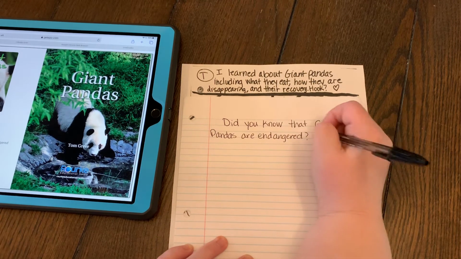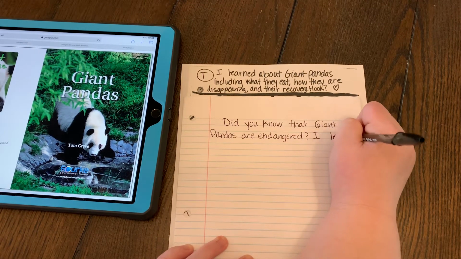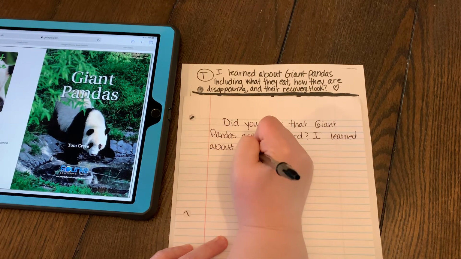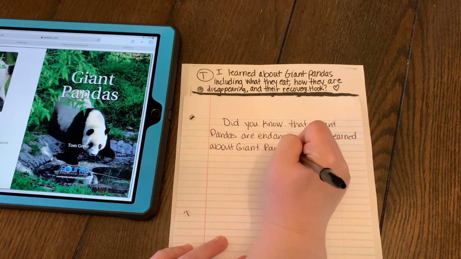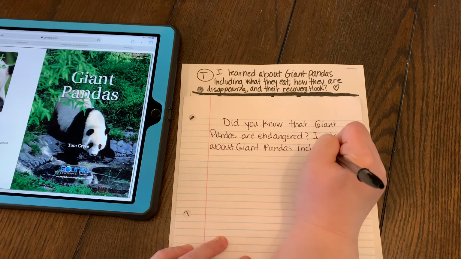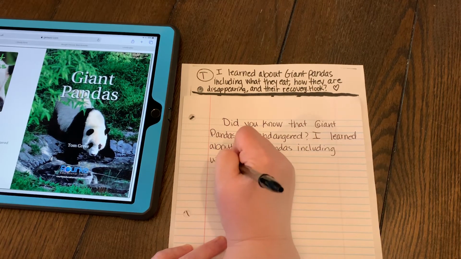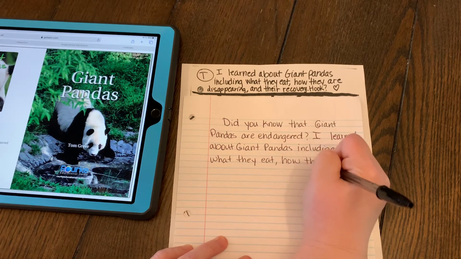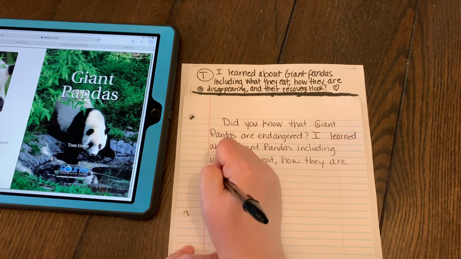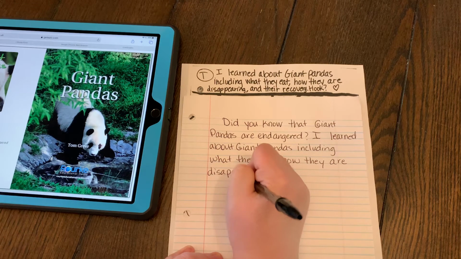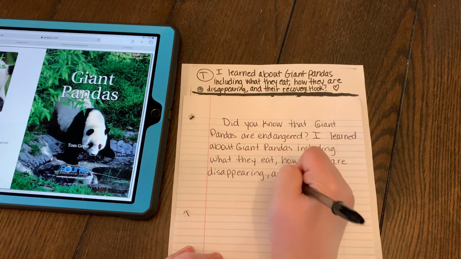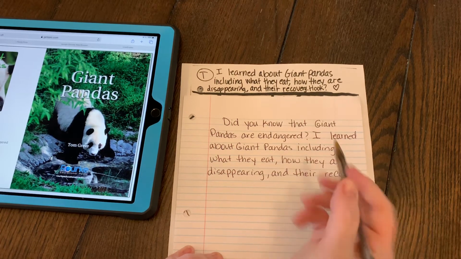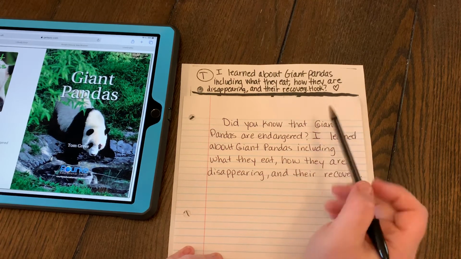Now I'm going to copy my topic sentence. I learned about giant pandas, including what they eat, how they are disappearing, and their recovery. Okay, now I'm going to do a feeling sentence, and this is how I feel about my topic.